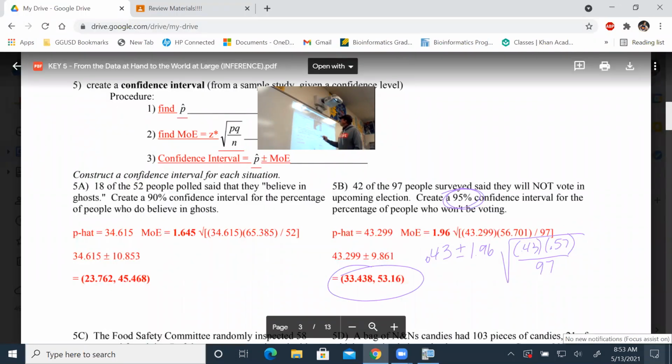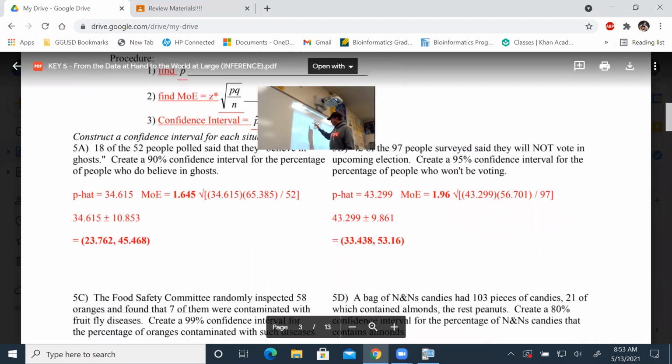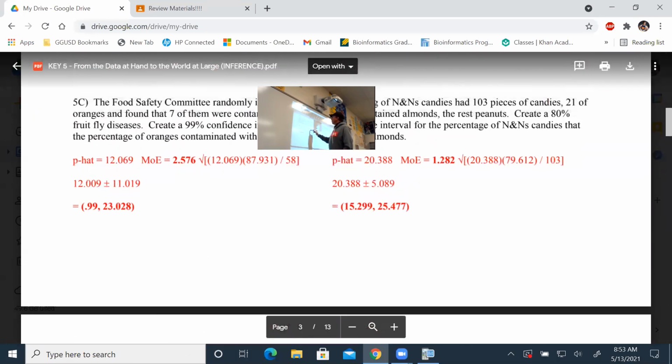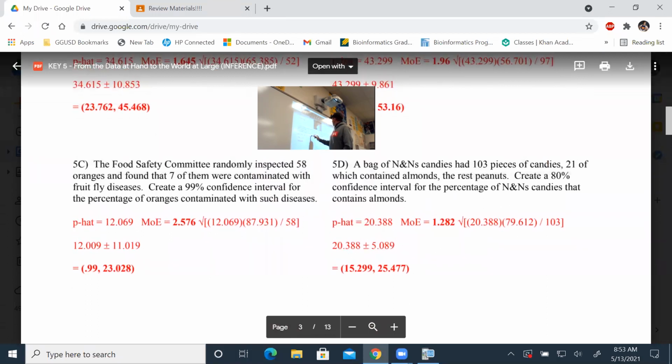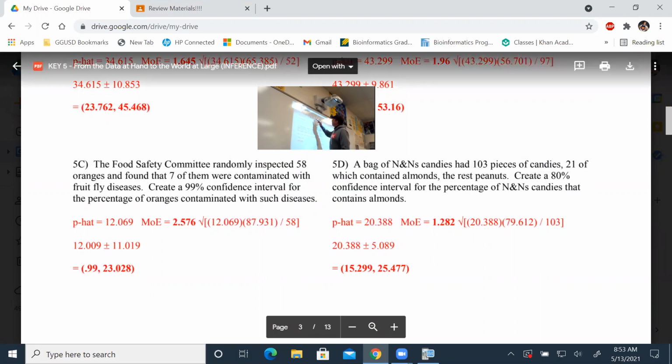Okay, next problem. So let's clear this. Next problem. Let's do C and D here. Food and Safety Committee randomly inspected 58 oranges and found 7 of them were contaminated with fruit fly disease. 99% confidence. No problem. The first thing we've got to do is write it out. So 7 of 58 is about 12%.